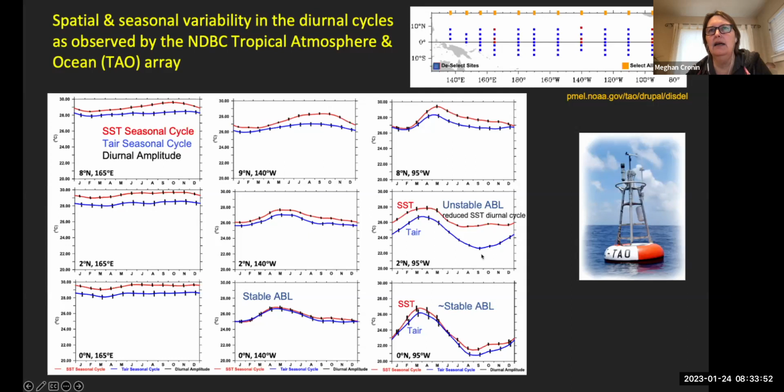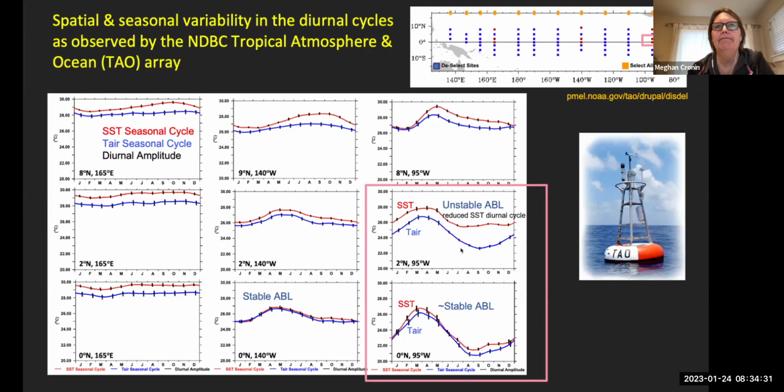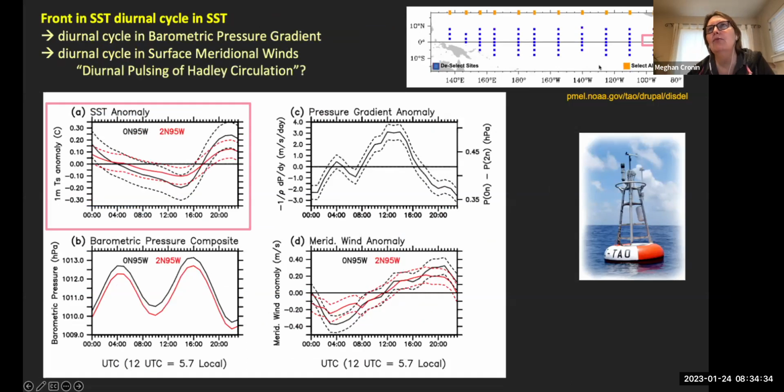And then the diurnal cycle is pretty strong, certainly during the warm season when there's not an equatorial cold tongue, but also a strong diurnal cycle in the equatorial cold tongue on the equator. But in the frontal region, there's no diurnal cycle, because I believe it's unstable here, both in the atmosphere and the ocean. Right there, yeah.